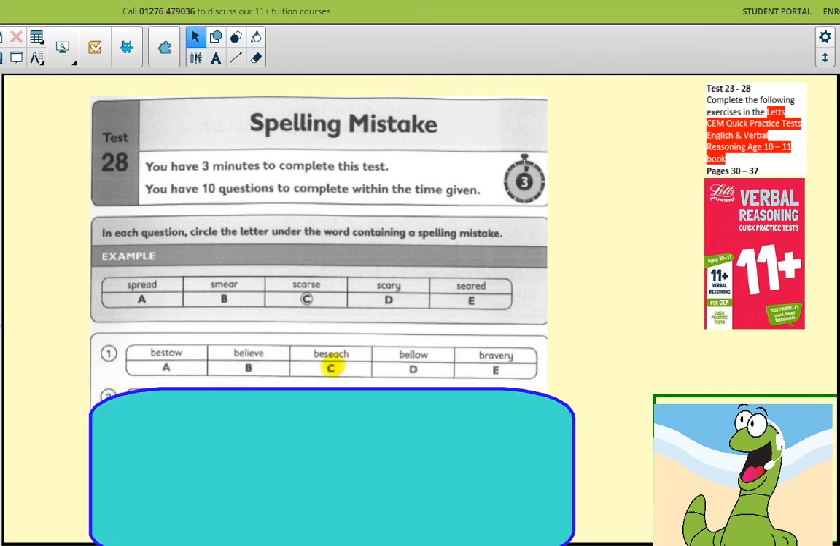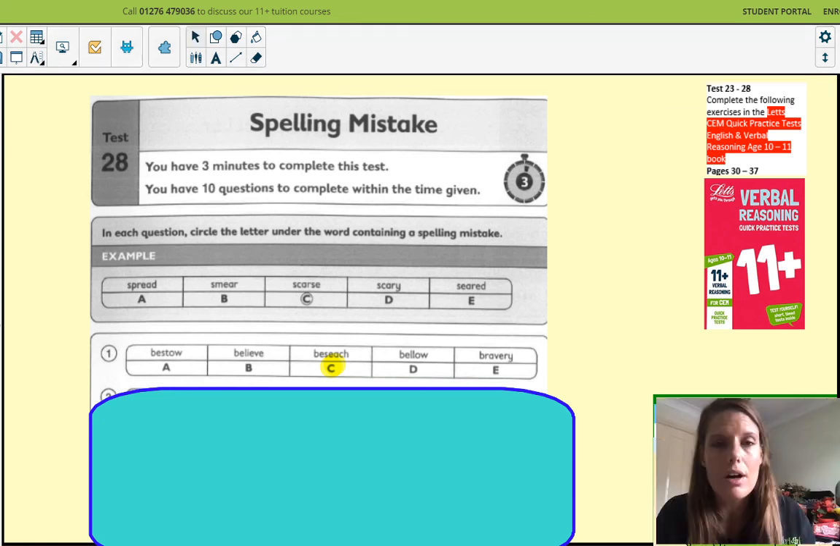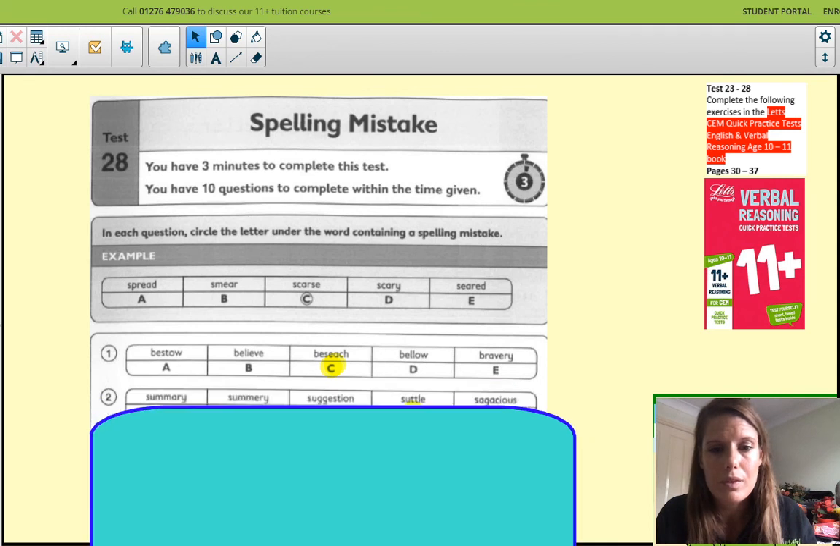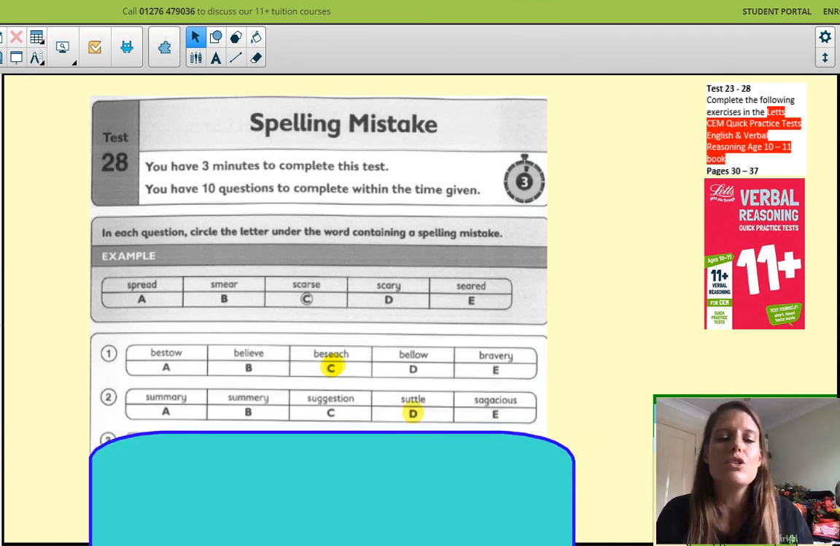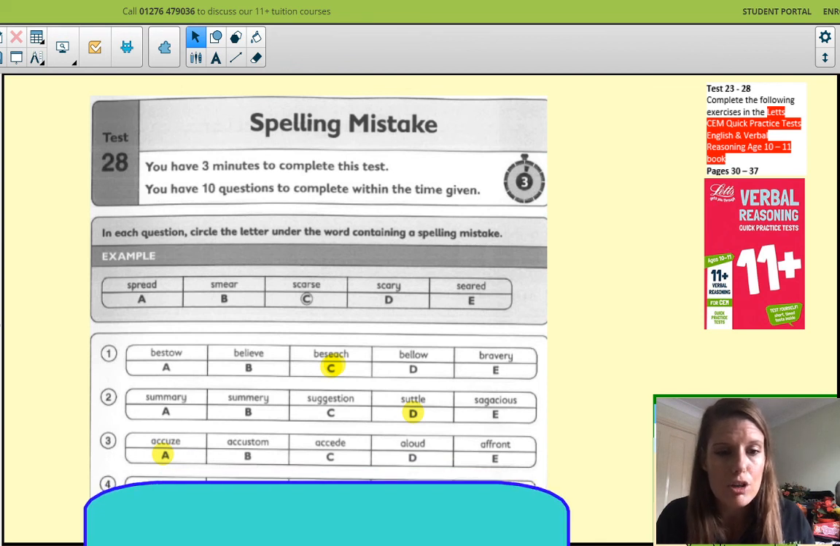Now, number 1, we had beseech. To beseech means you're asking something of somebody. And it's actually spelt with a double E. Subtle means you're not being obvious, you're being secretive, and that's actually spelt with a silent B. S-U-B-T-L-E, subtle. Number 3 was A, accuse. Instead of a Z, we have an S.